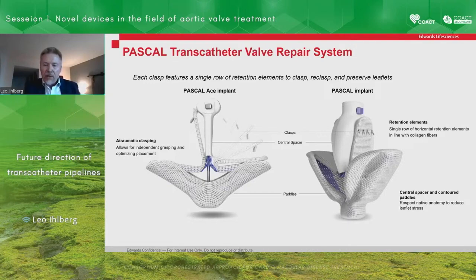The third feature that I would like to highlight is the central spacer. The ACE implant on the left-hand side has a very minute spacer. The PASCAL implant on the right-hand side has a larger spacer that has different areas of use, on occasions where we think less leaflet stress is needed, or we think that the spacer in the middle will enhance the overall leaflet coaptation between the two leaflets.